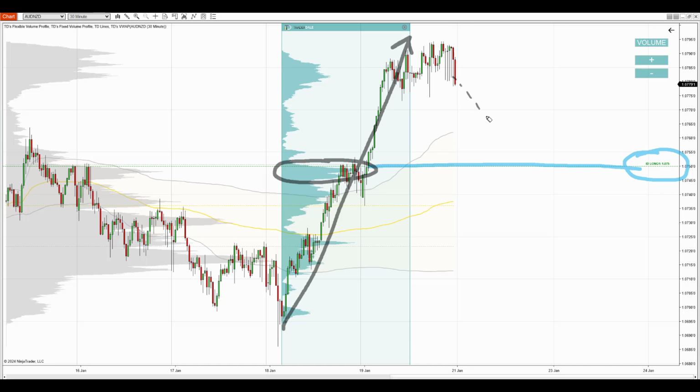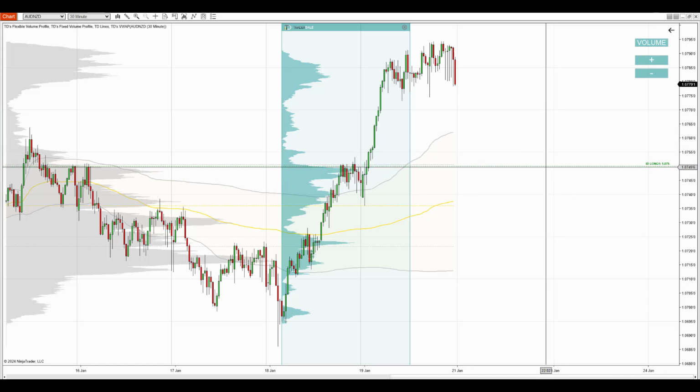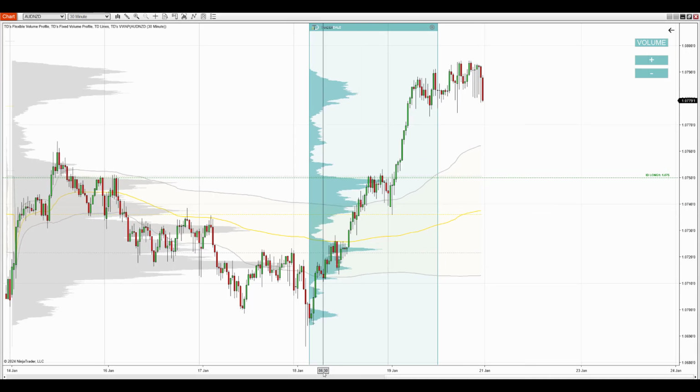So when there is a pullback, chances are that there'll be a reaction, as the buyers from here will want to defend this place and push the price upwards again. That's the buyers who are active in this place, adding to the long positions here. This is one volume profile setup that points to this level, but there's more.